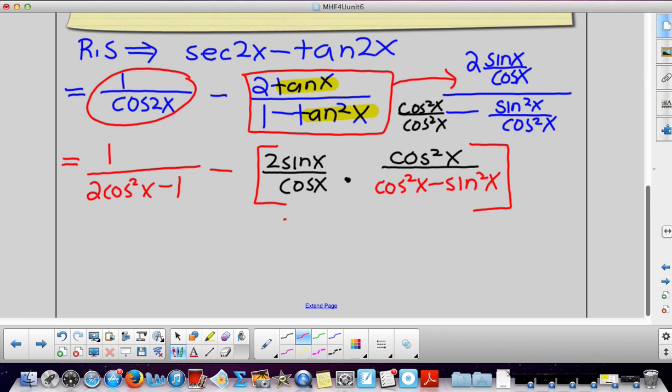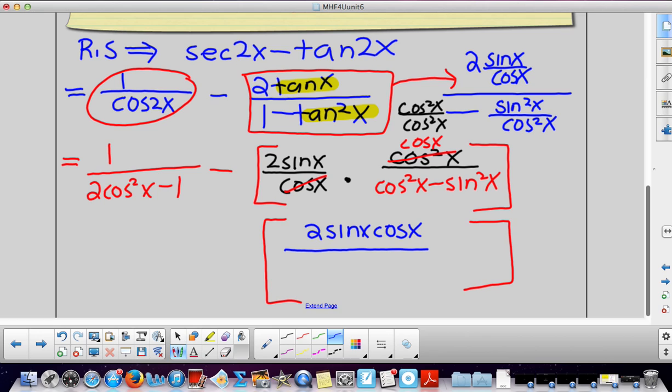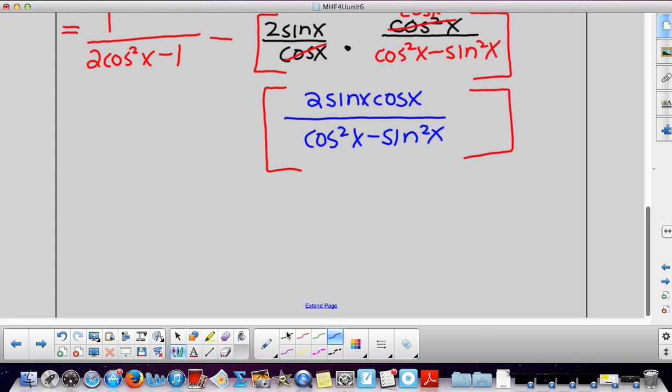To simplify that, I'm going to keep that in square brackets. Cos x can go into cos squared x, cos x times. So that means that this whole expression in the square bracket simplifies to 2 sine x cos x, all divided by cos squared x minus sine squared x. So now we've got past the scary part.